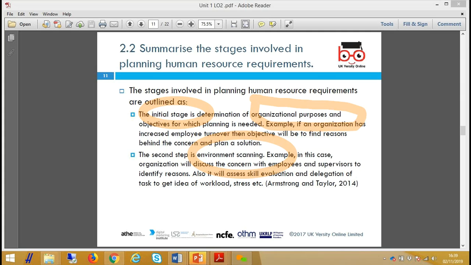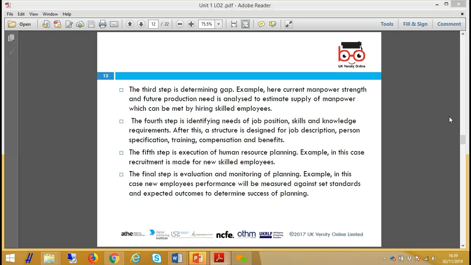Second stage is environmental scanning, internal and external, which moves on to the third stage, which is what we call the gap analysis. So here, what we are looking at is producing an estimate of the future demand in terms of numbers of employees and the skills of employees. And then looking at our current number of employees and skills of employees. And then if there's a gap, then our plan is very clear on how to address the gap.